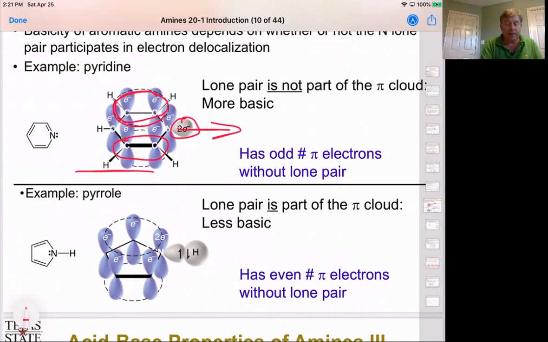In contrast, if we look at pyrrole, the lone pair is actually included in the 6 electrons to make that system aromatic. And when it's included in that aromatic system, that means it's less likely for that lone pair to bond to hydrogens.